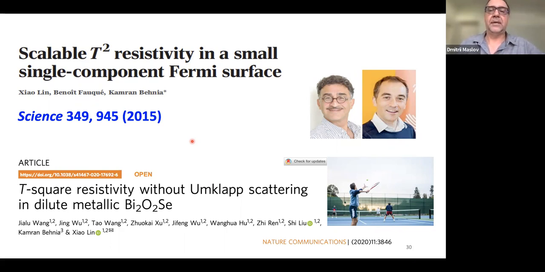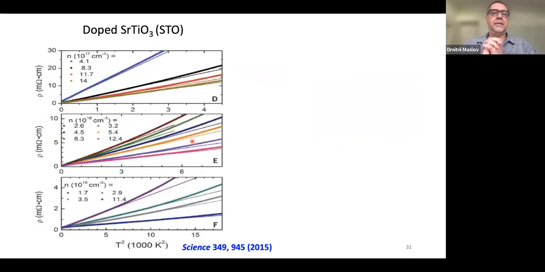So there are several balls thrown back and forth. One of them is the doped strontium titanium oxide, also known as STO. It has a tiny Fermi surface. There is no possibility of Umklapps. Its band structure is well known. There is no compensation. Yet it shows T squared over a wide temperature range.